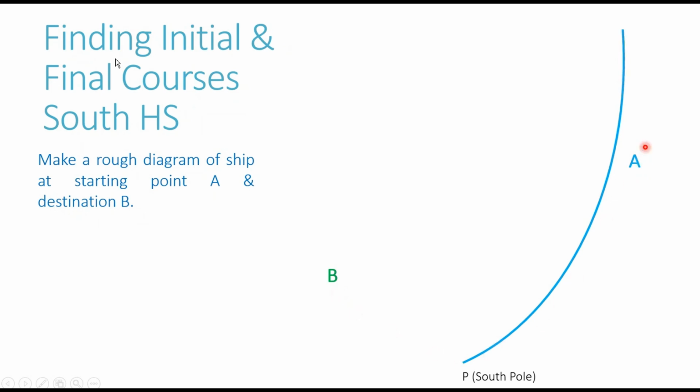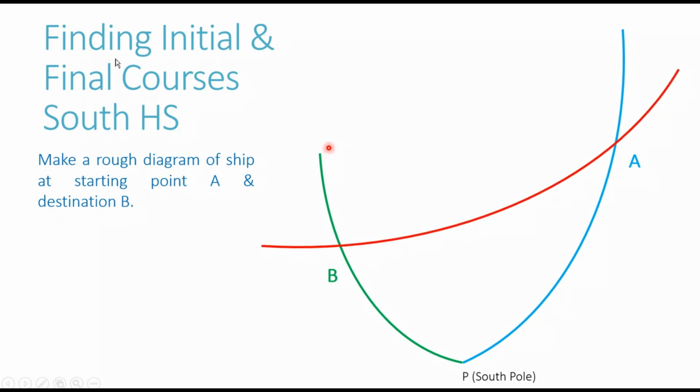The meridian of A is drawn now, PA, you can see the blue color line. The meridian of point B is also drawn. And let's now join point A and B with the great circle track. So in red color, you see the great circle track from A to B. The direction of the arrow shows the direction in which the ship will be proceeding.